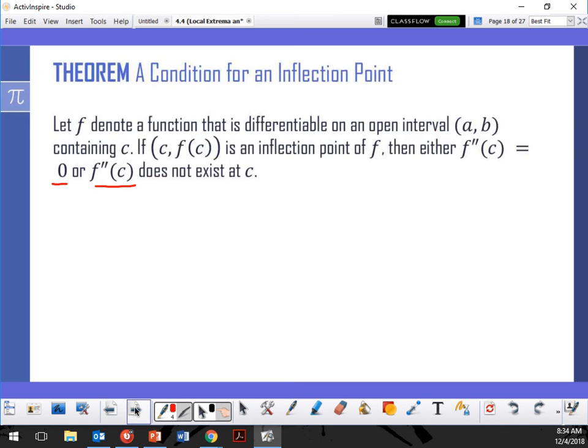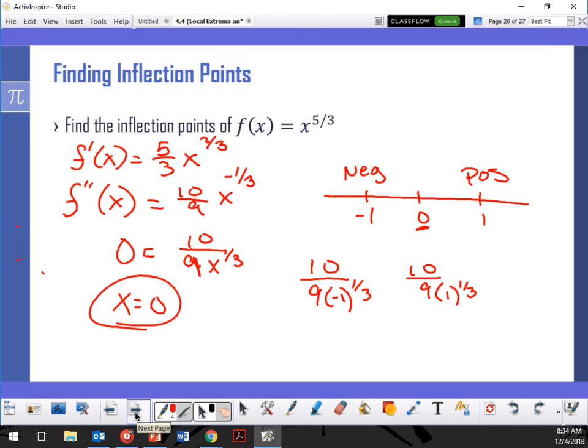Is it changing negative to positive or positive to negative? Yes, it is. That is going to be a point of inflection. That means the left-hand side is negative, so it should be concave down, and the right-hand side should be concave up. Let's take a look.